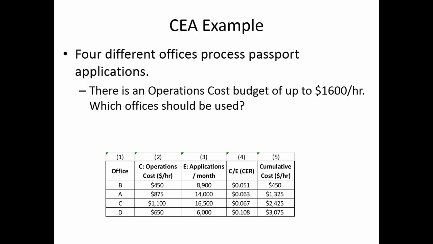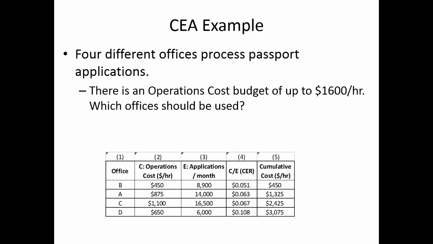And so by going through there, we can see that if we had only $2,500 available, we can pick which offices should be funded for the operations. And doing that will maximize the number of applications that get processed every month.